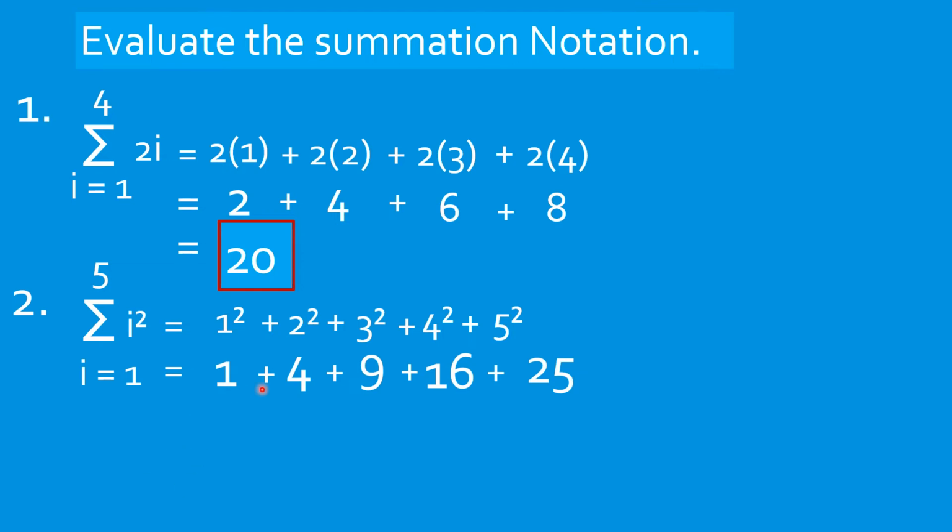Then you just add all of this. So 1 plus 4, that is 5. 5 plus 9 is 14, and 14 plus 16 is 30, plus 25, that is now equal to 55.